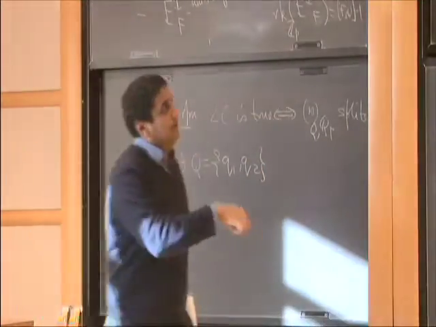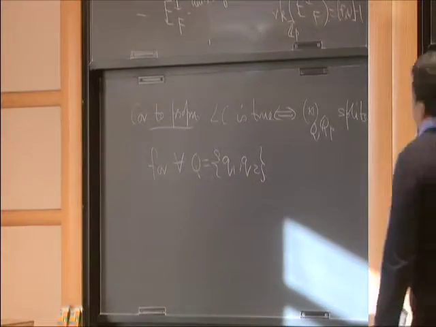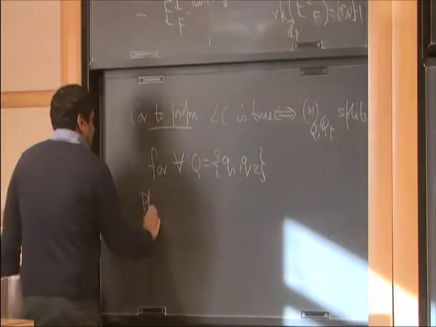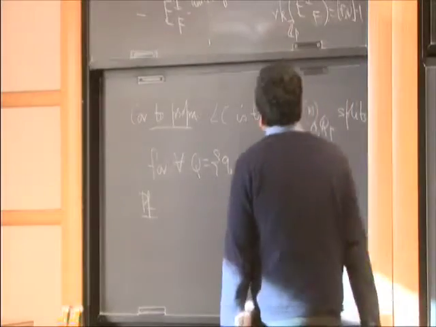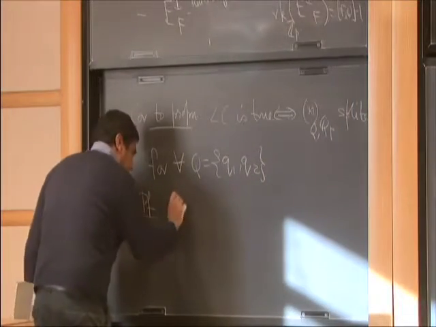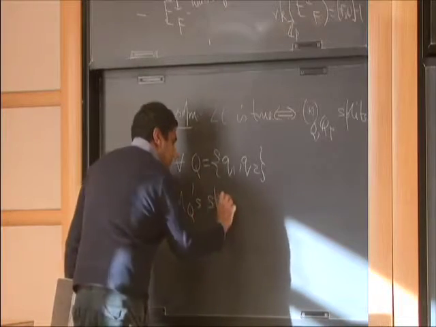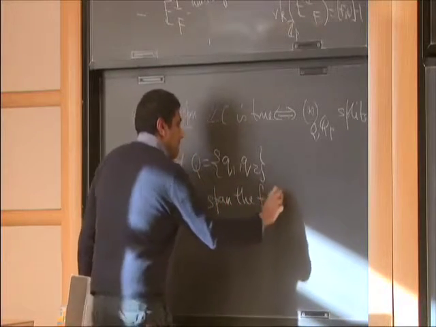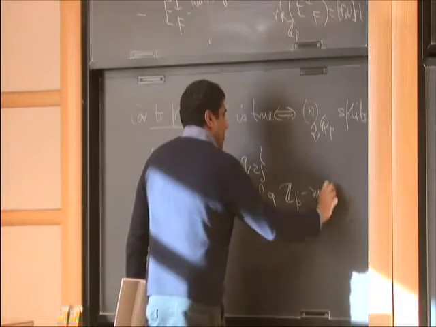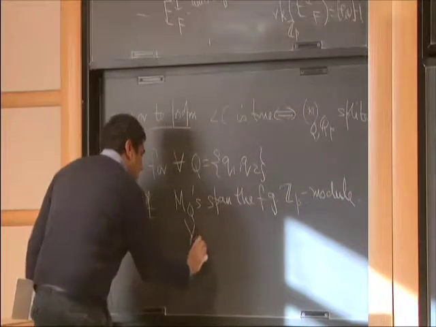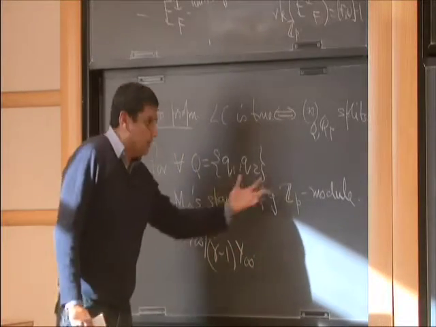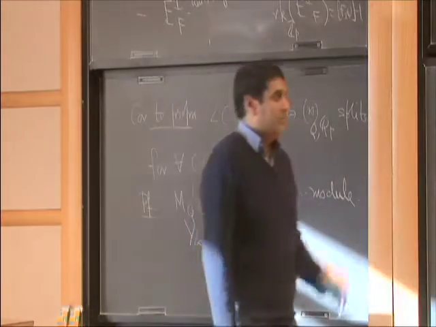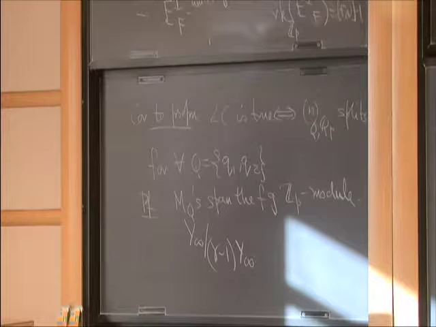So how do you deduce the corollary from the proposition? The proof is just by the Chebotarev density theorem and Burnside's theorem or something, some basic facts about p-groups. You can show that the M_Q's span the finitely generated Z_p module, and so if all of these spanning sets have finite order, this finitely generated Z_p module is going to have finite order.